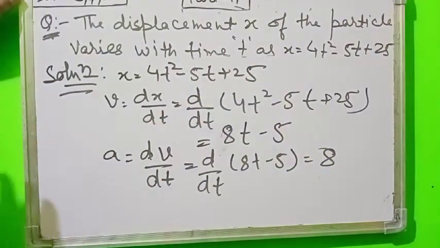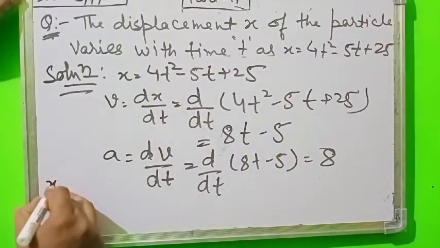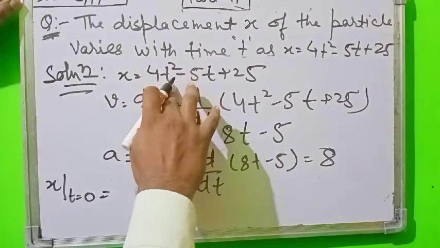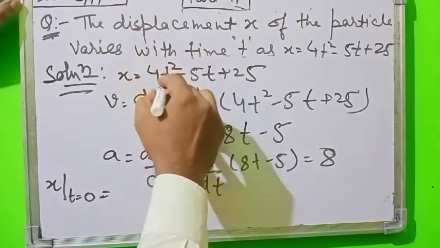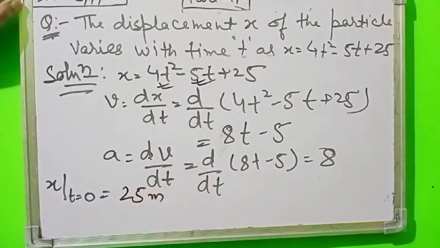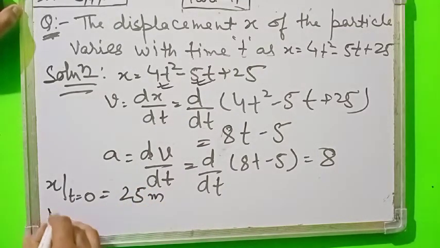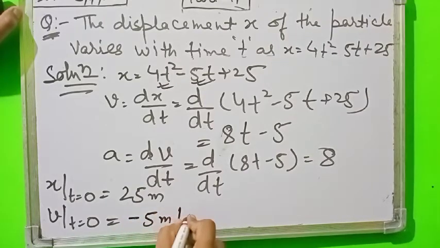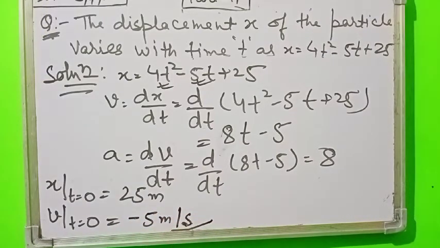Now we have to find all these things at t is equal to 0. So x displacement at t is equal to 0. Put the values here, t is equal to 0. Then this term becomes 0, this term becomes 0, and it will be 25 meter. Then velocity at t is equal to 0, this term becomes 0, this term becomes 0, so it becomes minus 5 meter per second. So velocity is in negative direction.